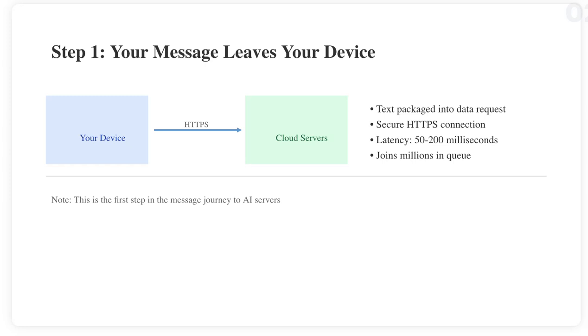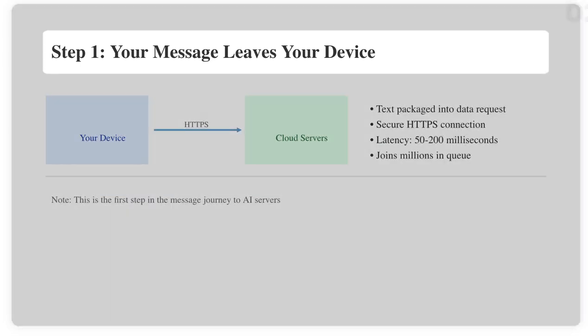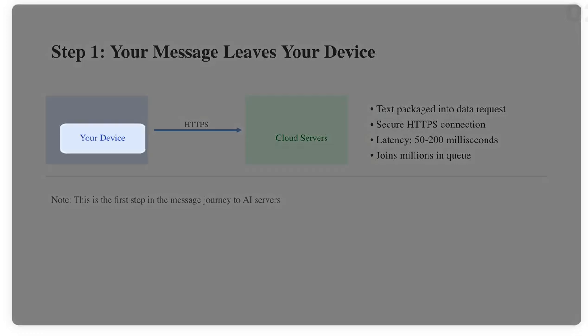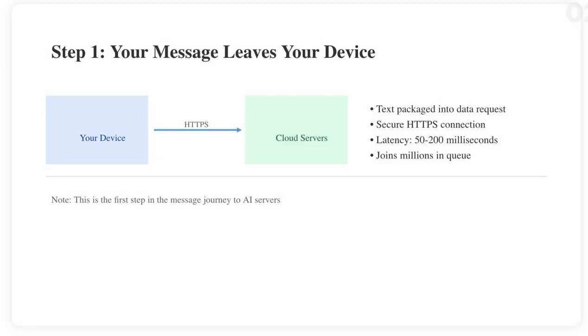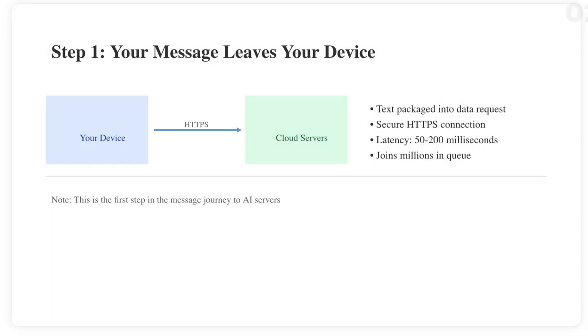When you type a message and hit enter, something fascinating happens immediately. This is step 1. Your message leaves your device. The moment you press enter, your typed text is packaged into a data request. Your device, whether it's your phone, laptop, or tablet, is where this journey begins. The text you've typed gets prepared for transmission. Notice the secure HTTPS connection. This encryption ensures your message travels safely across the internet, protecting your privacy and data.